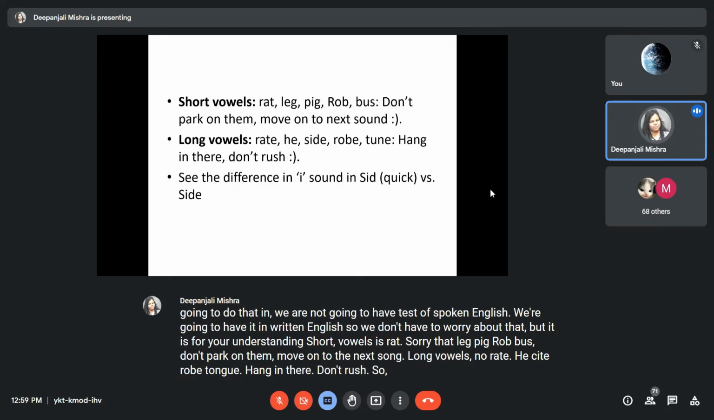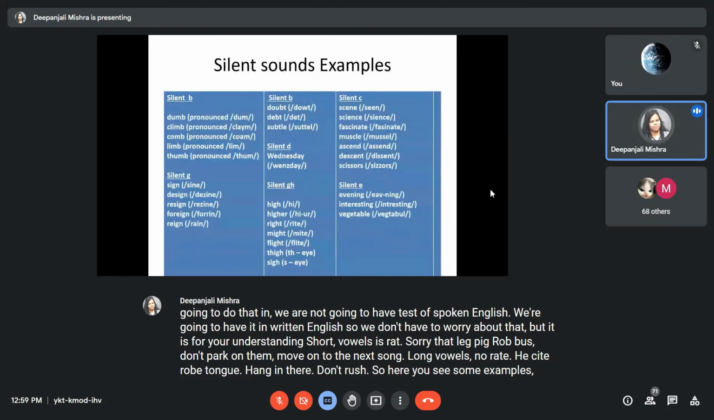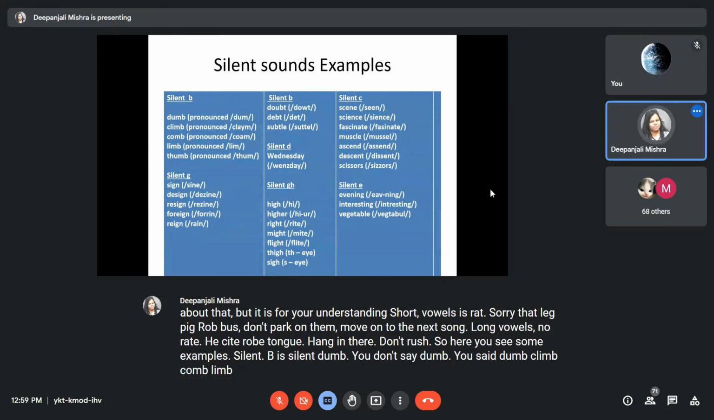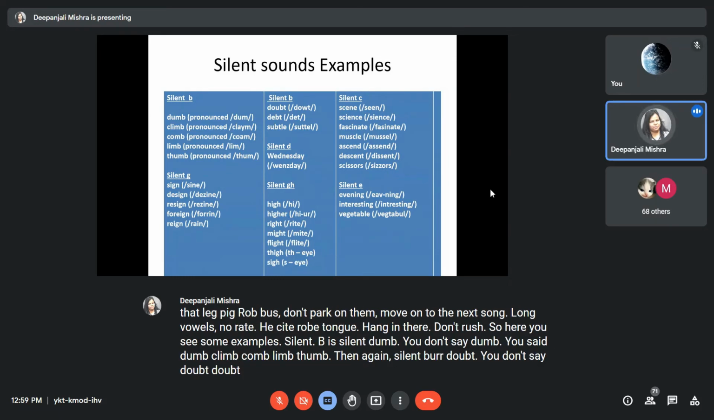So here you see some examples. Silent B. Dumb, you don't say dumb with the b, you say dumb. Climb, comb, limb, thumb. Then again silent B: doubt, you don't say the b. Debt, we don't say the b. Subtle, we don't say the b.